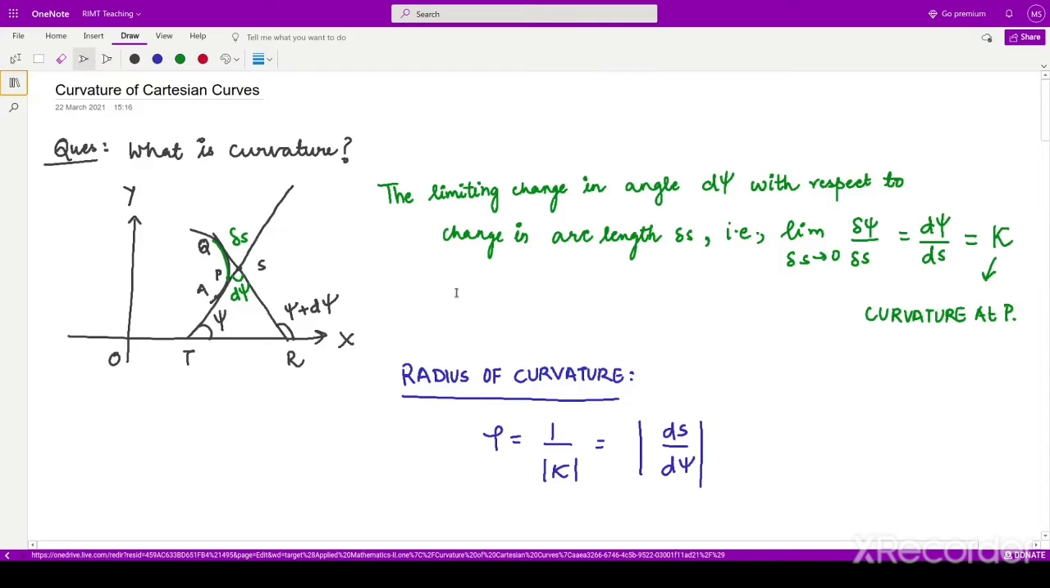So let us discuss curvature now. So what is curvature? What do you understand by curvature? Curvature is how much your given curve is curving over time.